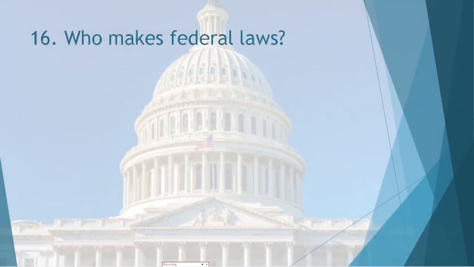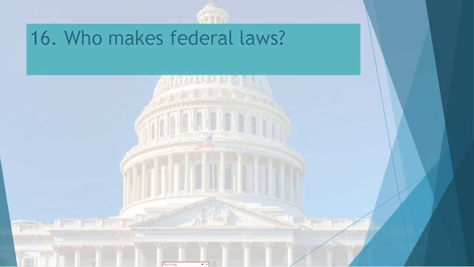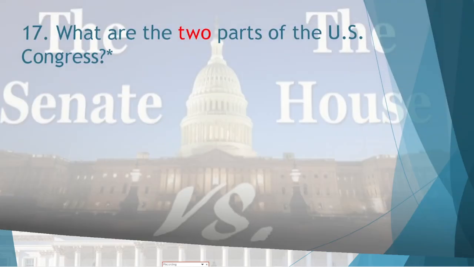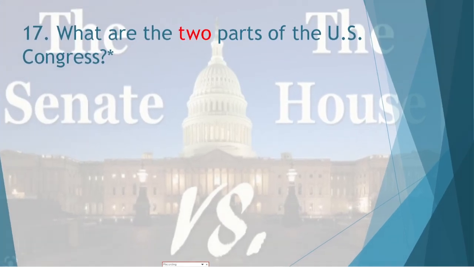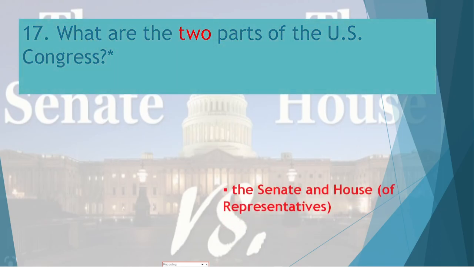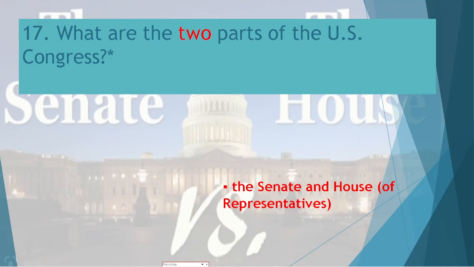Who makes federal laws? Congress. The Senate and House of Representatives. The U.S. National Legislature. What are the two parts of the U.S. Congress? The Senate and House of Representatives.